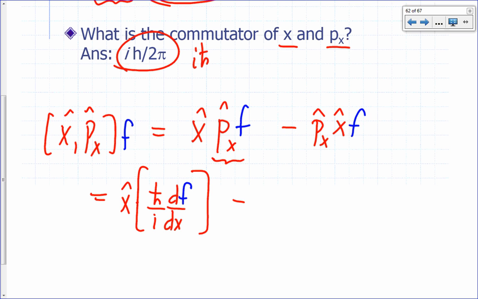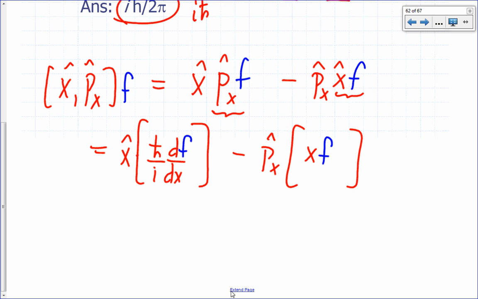minus, what does this do? It's just a multiplicative operator, so I just multiply f by x. Next step, what does the multiplicative operator do? Just multiply. So this is just going to be equal to x times h bar over i times the derivative of f with respect to x. Let me keep putting f in blue here.